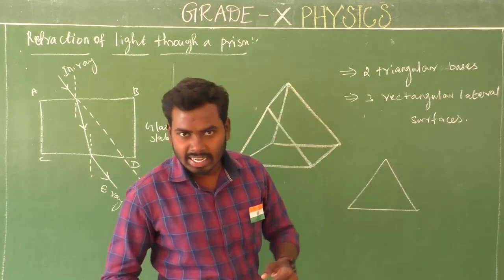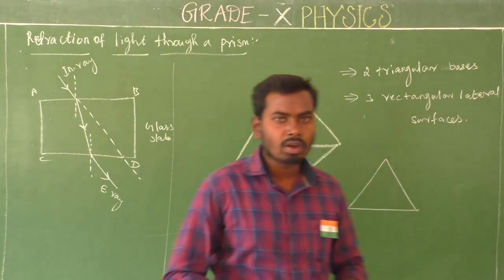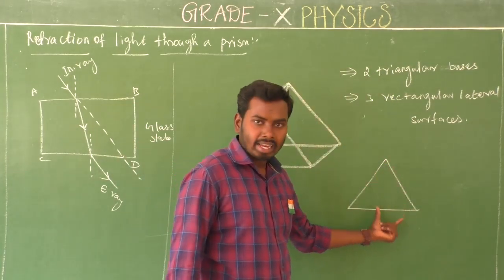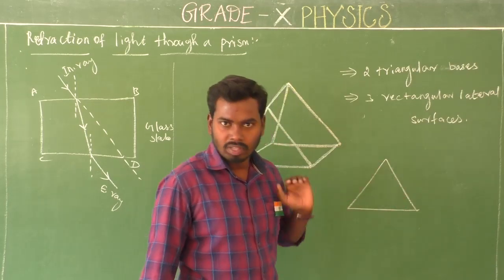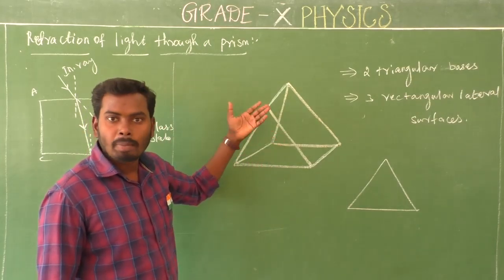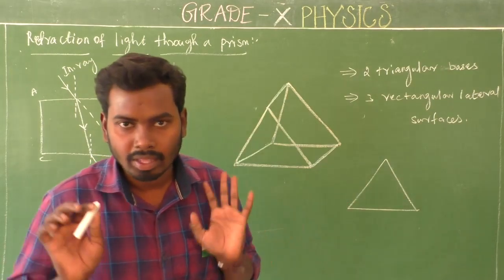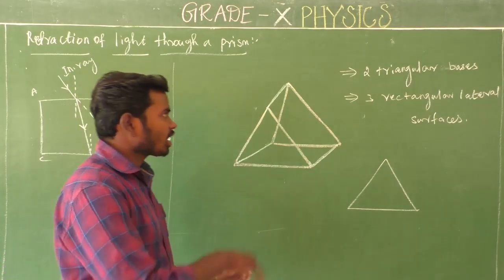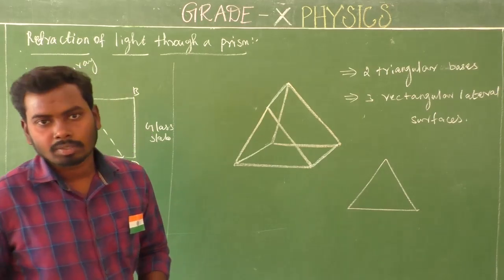So in ray diagrams, especially refraction of light through a glass prism, we will take this diagram, which acts as the glass prism. Is it clear? Very simple. We don't need the other diagram because that is complicated. That is three-dimensional space, and this is two-dimensional space. Very simple. That's all about the triangular glass prism.